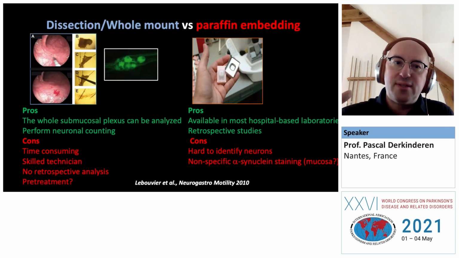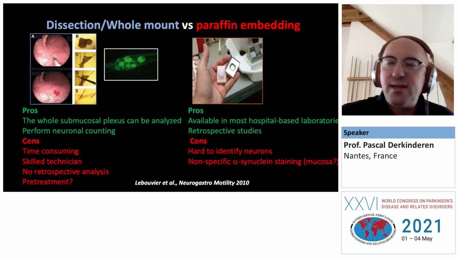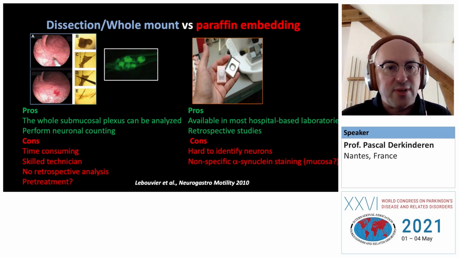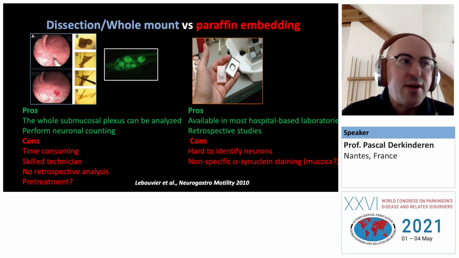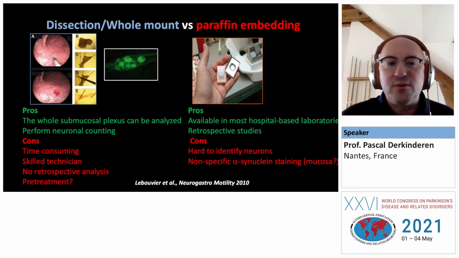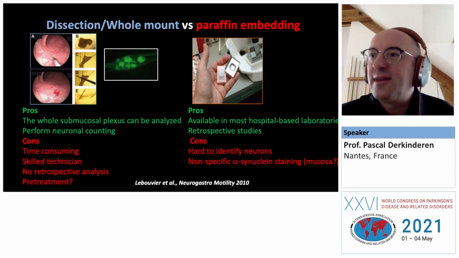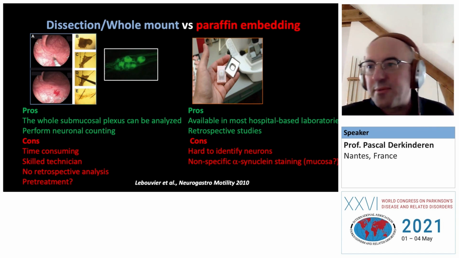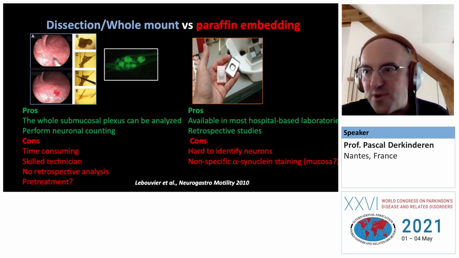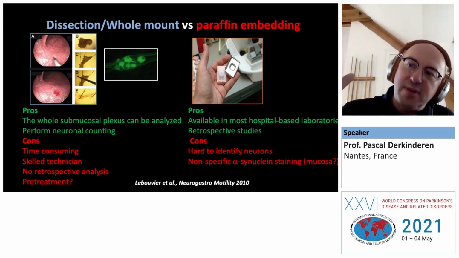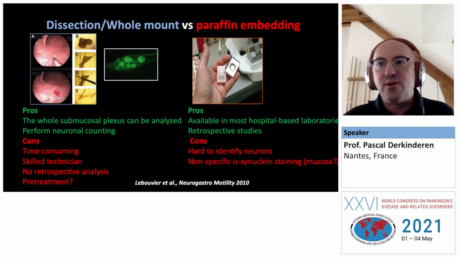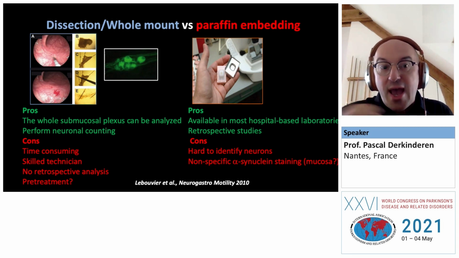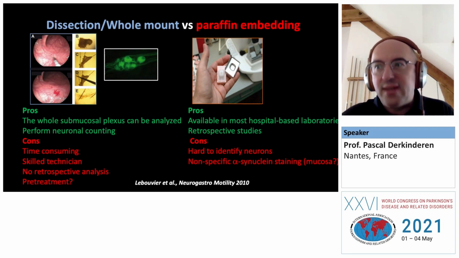This dissection approach is especially helpful for the analysis of the enteric nervous system. You see, you've got some nice ganglia. Again, you can perform some neuronal counting. So it's, let's say, quite elegant, but it nevertheless has some limitations. As you saw previously, the biopsy must be dissected immediately after the endoscopic procedure. It requires an experienced technician, and you can't do any retrospective analysis of your biopsies.